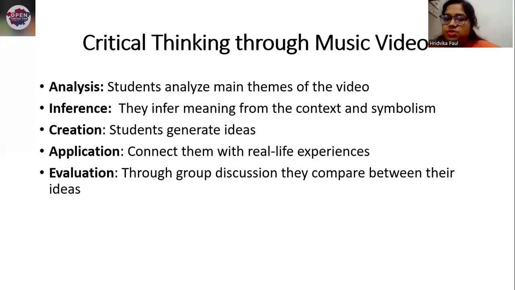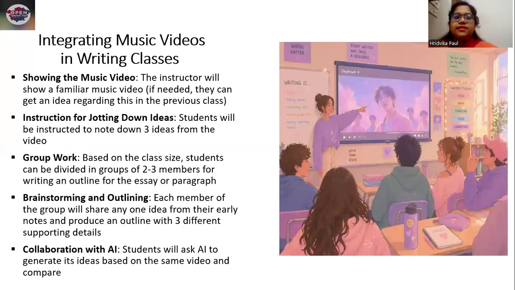At times, they also connect them with real life experiences, maybe their own or the experiences of their friends. And finally, they evaluate the ideas through group discussion. They compare the ideas among themselves. This is the process that I follow in terms of integrating music videos in writing classes.